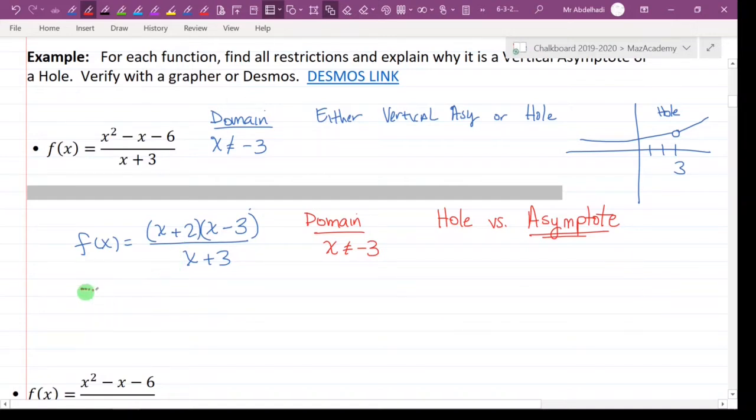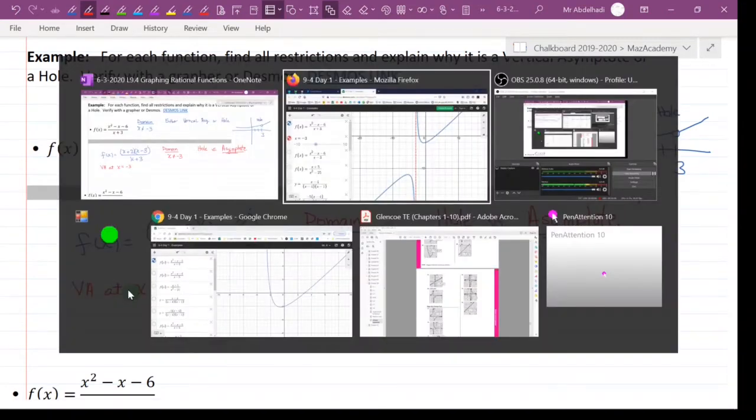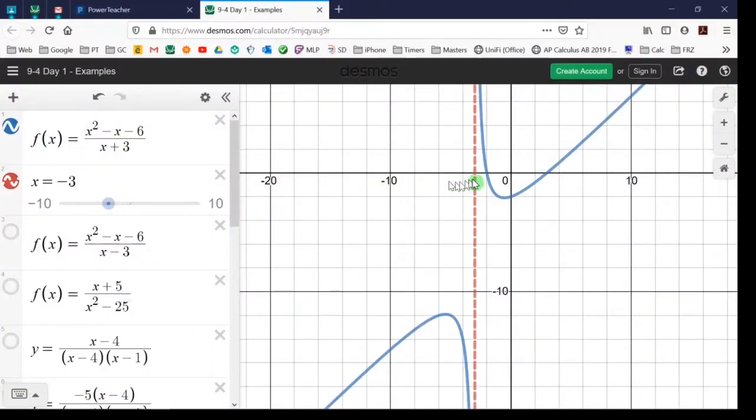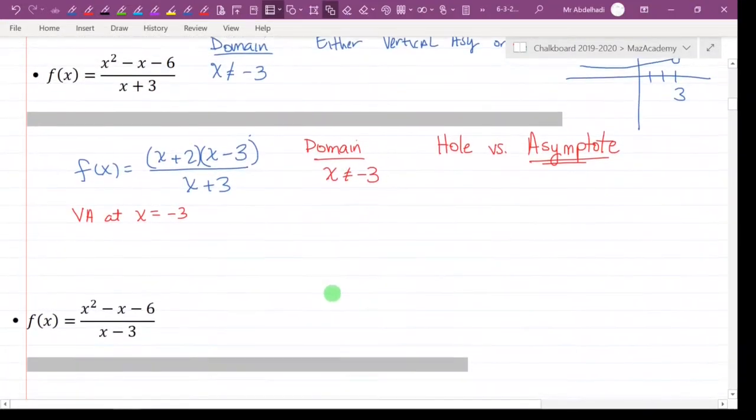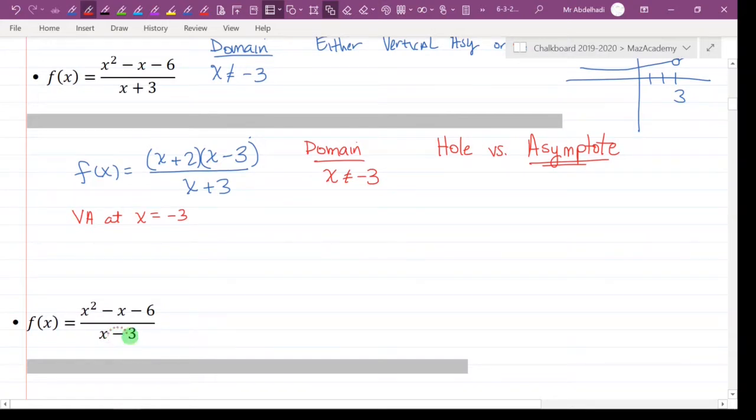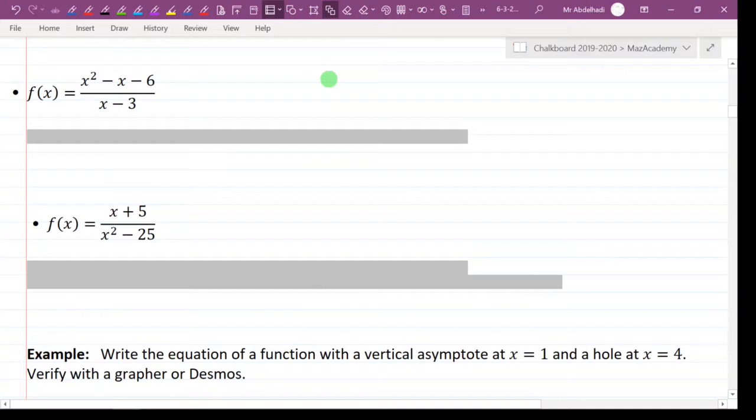So right away, we know we have a vertical asymptote at x equals -3. And we saw that on Desmos. Okay? There it is. This is x equals -3 right here. And you have a vertical asymptote going through x equals -3. How about this next one down here? This is almost the same function, except this time the denominator is x minus 3 instead of x plus 3. See the difference there? So let's try this one now.